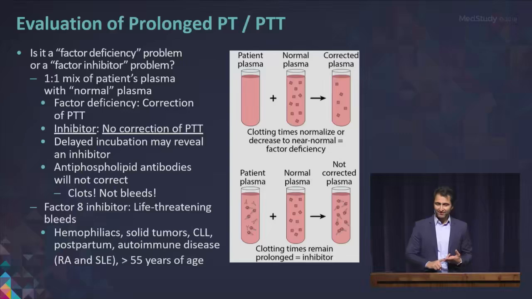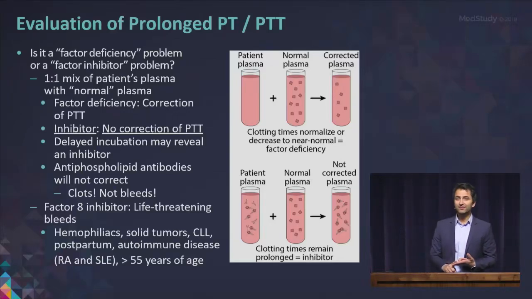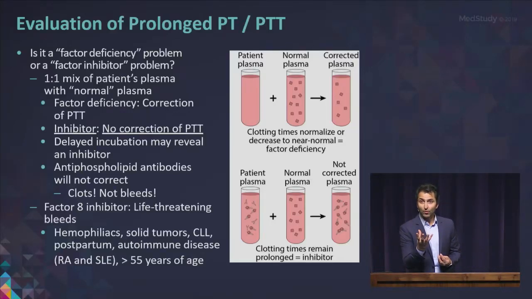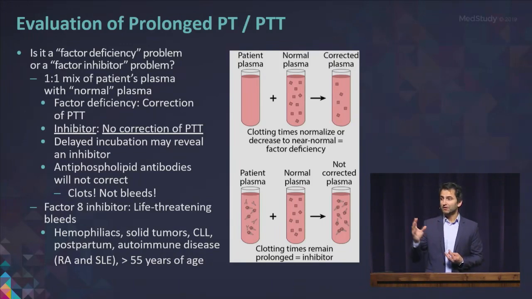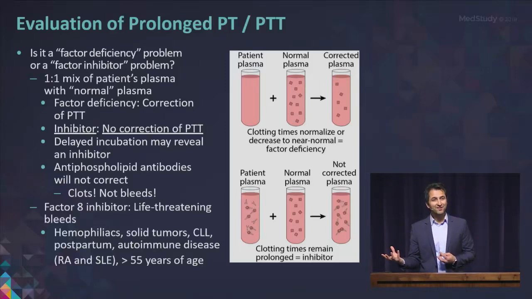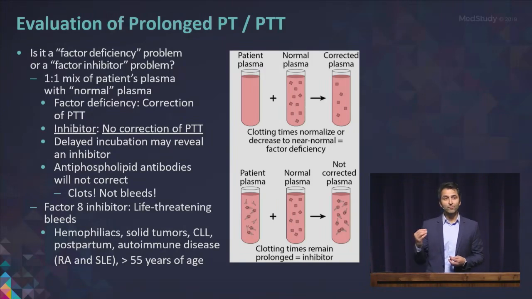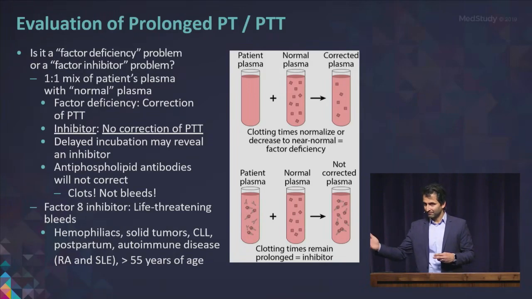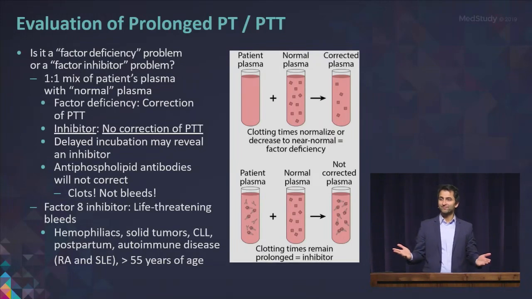And let me explain how mixing studies work. Basically, the goal of mixing studies is to determine if your factor problem is related to a deficiency of that factor, such as somebody with hemophilia who doesn't have any factor VIII, or is it related to an inhibitor that is neutralizing your clotting factor? And there are examples of factor inhibitors as well. Mixing study is going to tell you that. Is it a deficiency problem or an inhibitor problem? And that's going to, like an algorithm, drop you right into the bucket of your diagnosis.